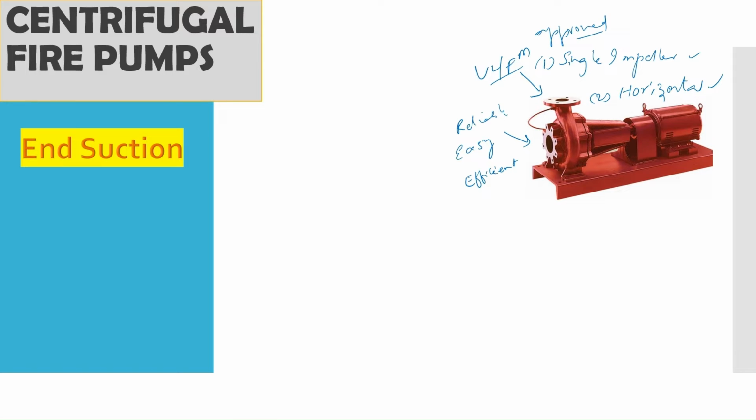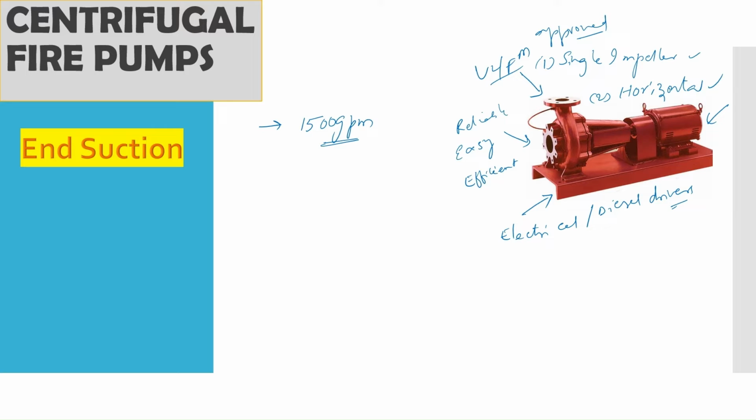Since NFPA requires only UL/FM fire pumps, and apart from that, we will see the orientation of this fire pump. Before that, these pumps can also be used with electrical drivers or diesel drivers. The figure which we are showing here is with the electrical driver or electric motor. And the last and most important thing for the end section pump is that these pumps have a limited capacity range of about 1500 GPM.